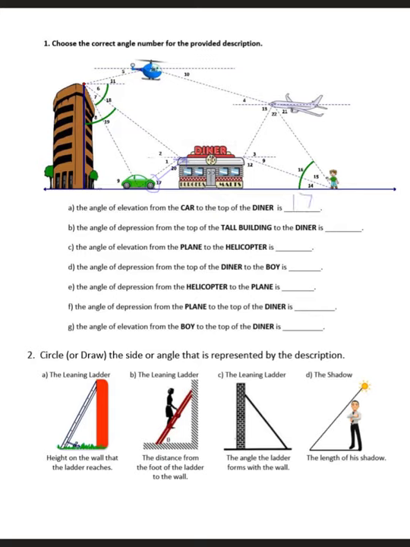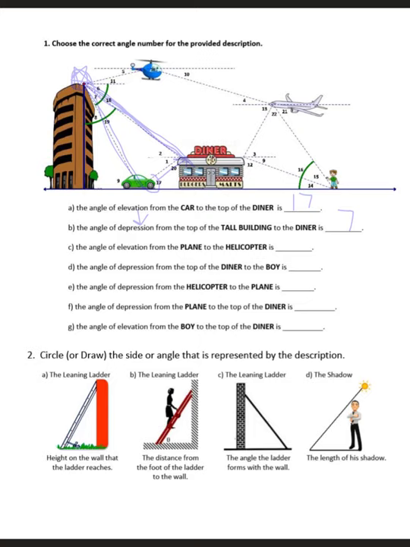Now B, the angle of depression. I'm looking down from the top of the tall building. Here's my tall building right here, to the diner. So I'm going from here to the diner only. Here's the diner, and here's my angle right here. So you really could say 6 or you could say 7. I'm just going to go with 7.